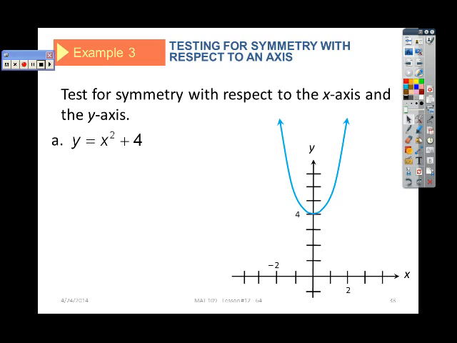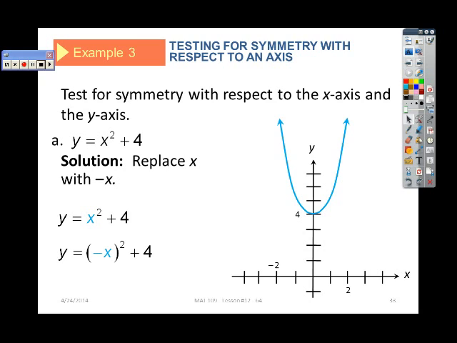What you can do is take the equation, replace the x's with minus x's. Wherever you have an x, put a minus x. So I'm going to put a minus x there in place of the x. But what's minus x squared? It's x squared, which is exactly what I started with. So this value of y is going to be exactly the same as this value of y. So y at minus x is the same as y at plus x. That's symmetry with respect to the y-axis.